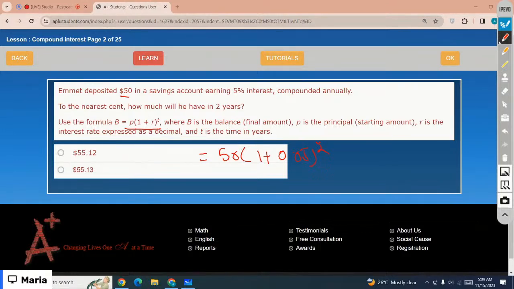1.05 exponent 2. Hold on, let me just do calculations. 1.05 times 1.05, that is 1.1025. 1.1025 times 50, so that is 55.125. Option number 1 is the correct option, right? So the correct option is 55.125. Option 1 is the correct option. Got it?